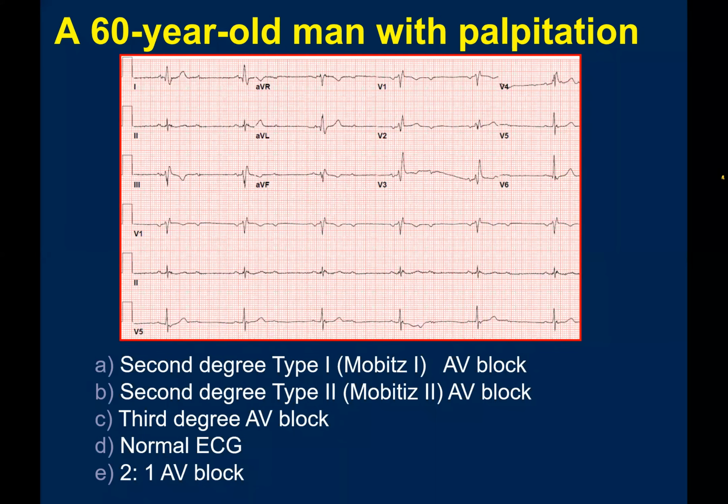Next case, a 60-year-old man with palpitations. And again, this is the 12-lead ECG. And the question is, what is your diagnosis?